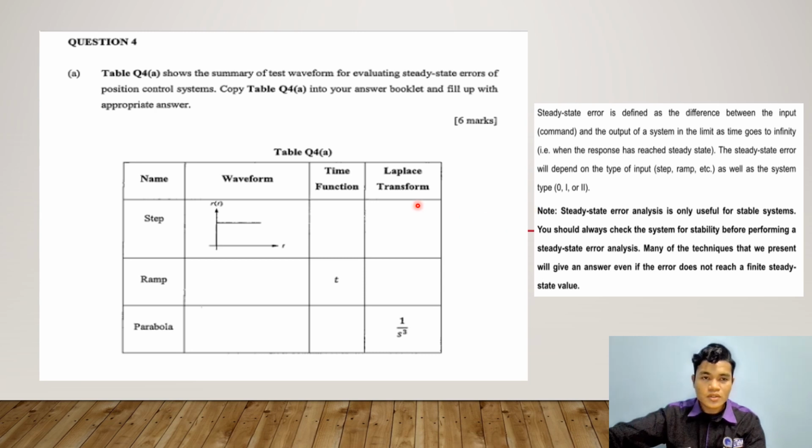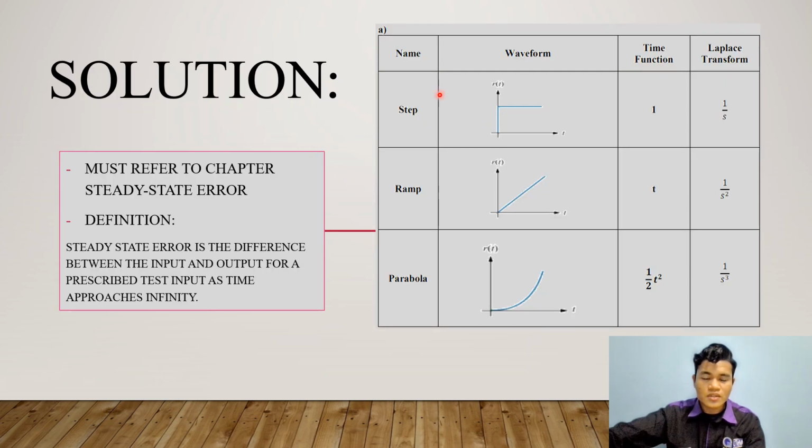We're going to the solution. This is the answer. This is the waveform for step, the waveform for ramp, and the waveform for parabolic. When the time function is 1, after we convert into Laplace transform, it becomes 1 over s. Time function t becomes 1 over s squared, and 1 over 2 t squared becomes 1 over s cubed.